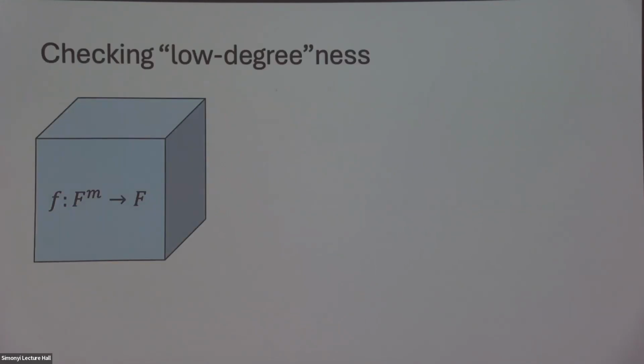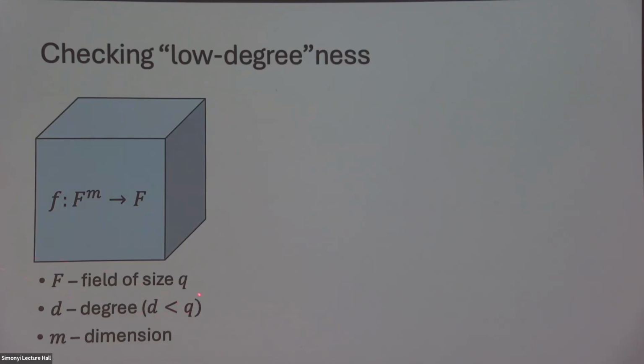So basically, we are given an underlying finite field, say of size q. There's a degree parameter d which we care about, and we are only going to be talking about degrees smaller than q. You can consider this problem even for degrees larger than q, but for this talk, we'll take ourselves to be below q. There's an ambient dimension m. Think of this as the vector space F_q to the m, and we're given a function as a table of values on this entire vector space.